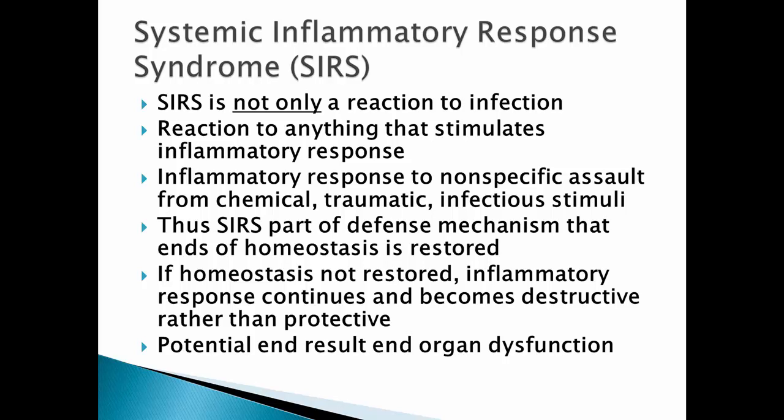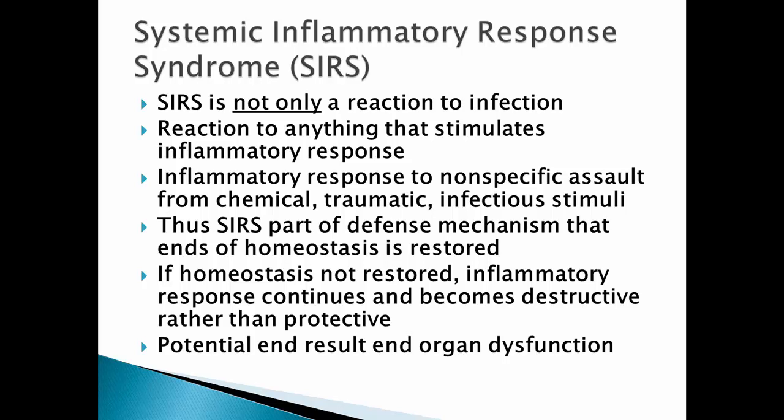Those local cytokines can be released to the circulation. When those local cytokines are released to the circulation, it's going to stimulate growth factors as well as continue the recruitment of macrophages and platelets. Now, the inflammatory response syndrome can actually end there if hemostasis is restored. So as a result, SIRS is part of our defense mechanism, and it ends if hemostasis is back.